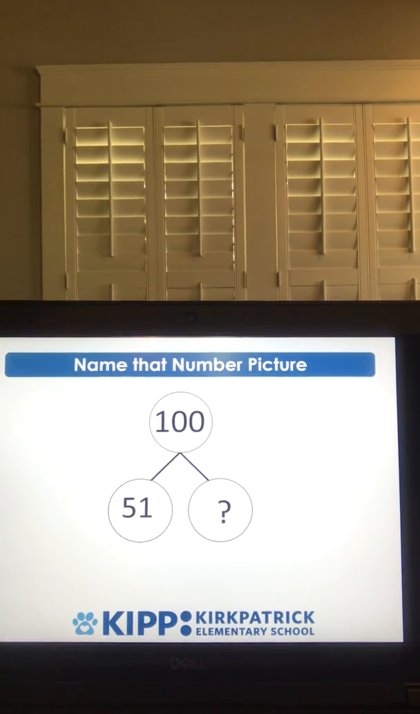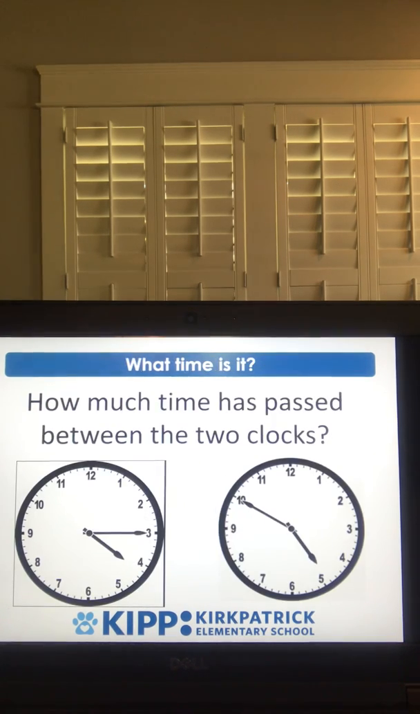Here's a number bond problem. 51 and what number equals 100? Our question mark is 49. What number and 101 is equal to 200? Our question mark is 99. And here's the last problem we're going to do today.